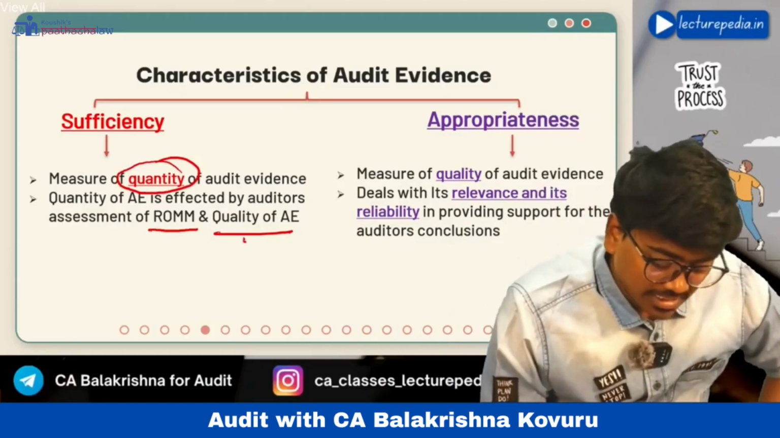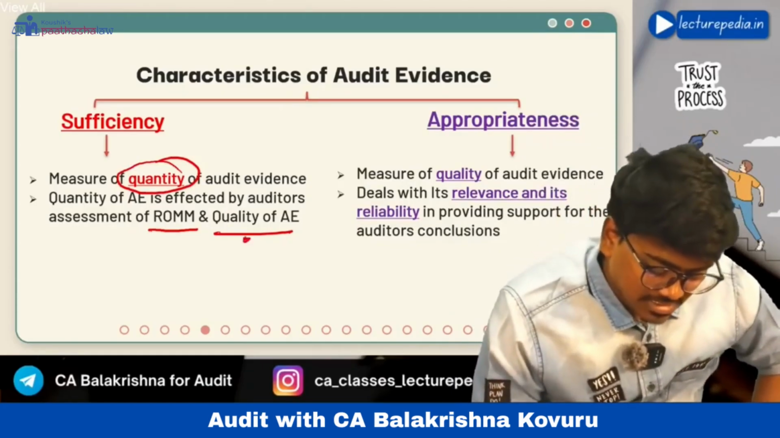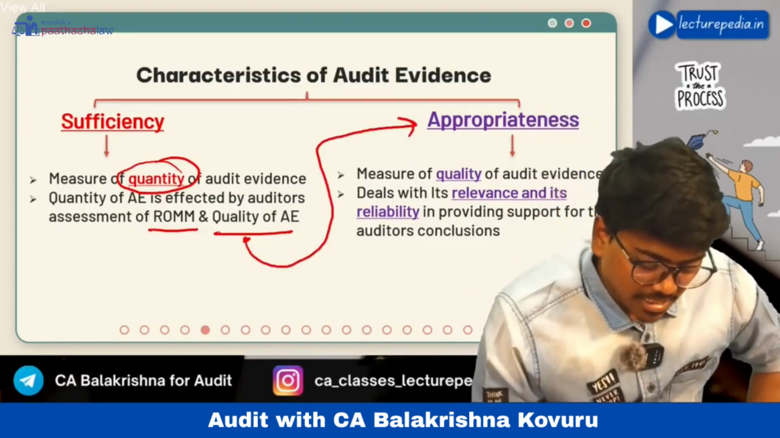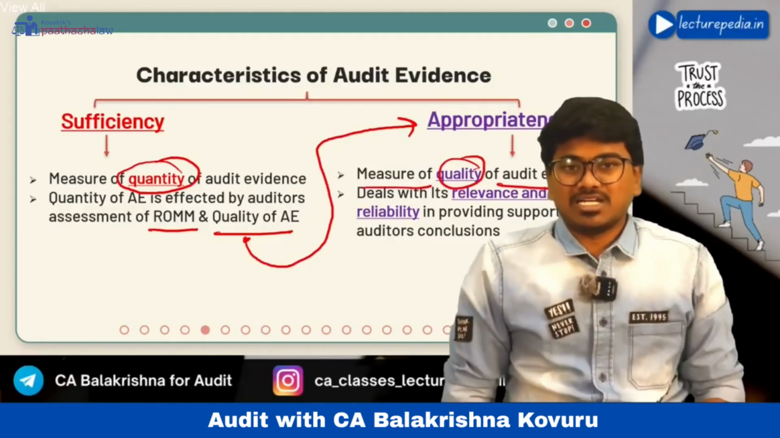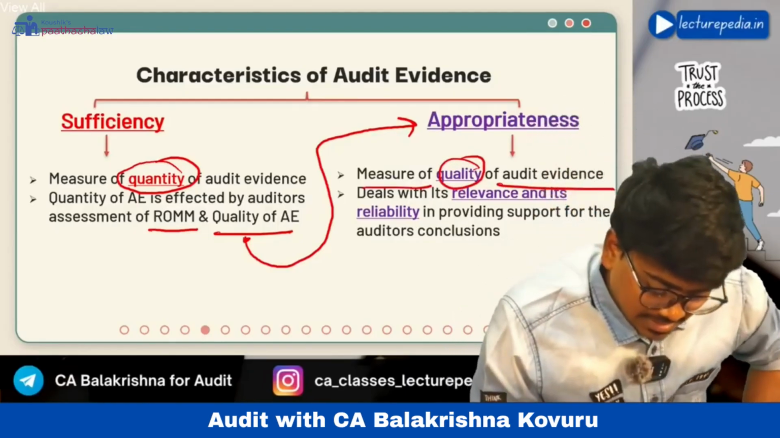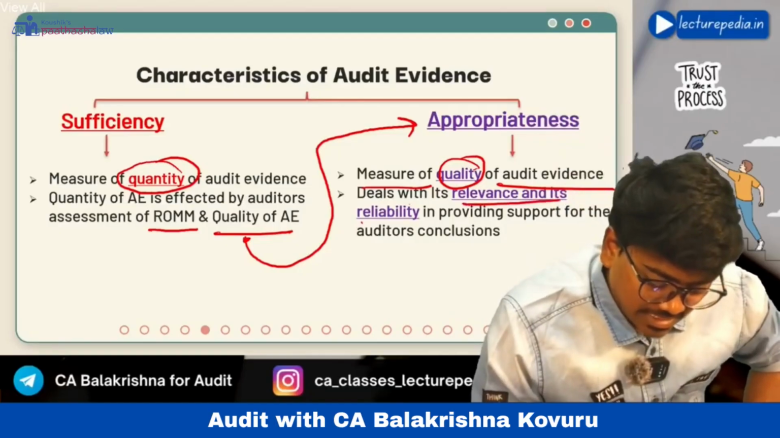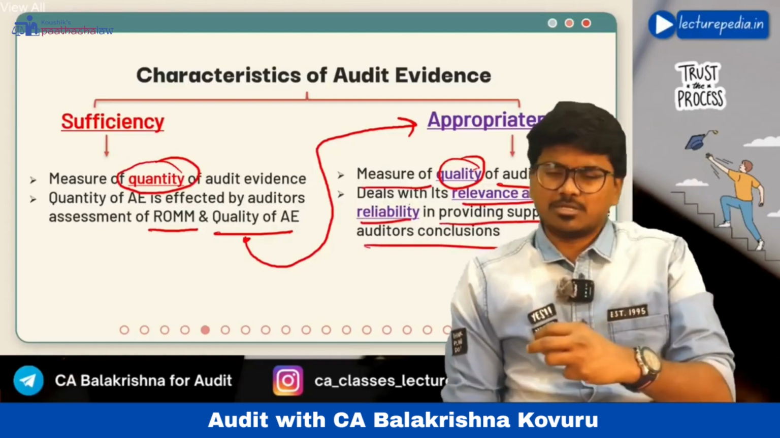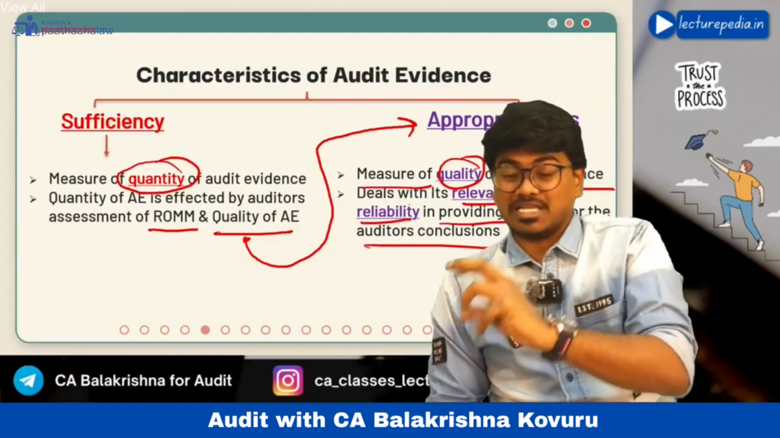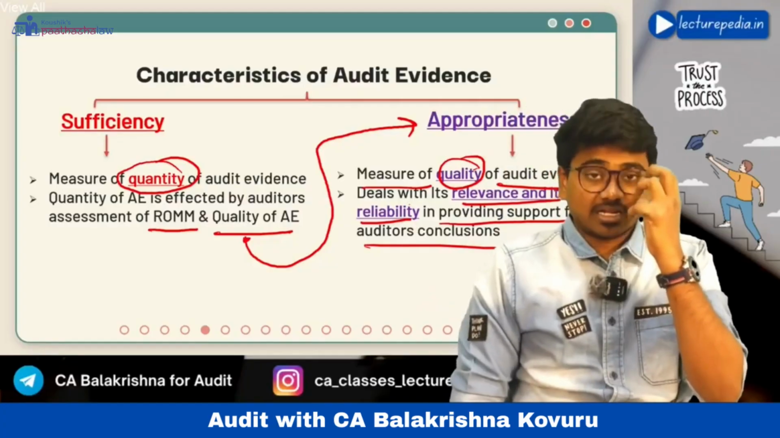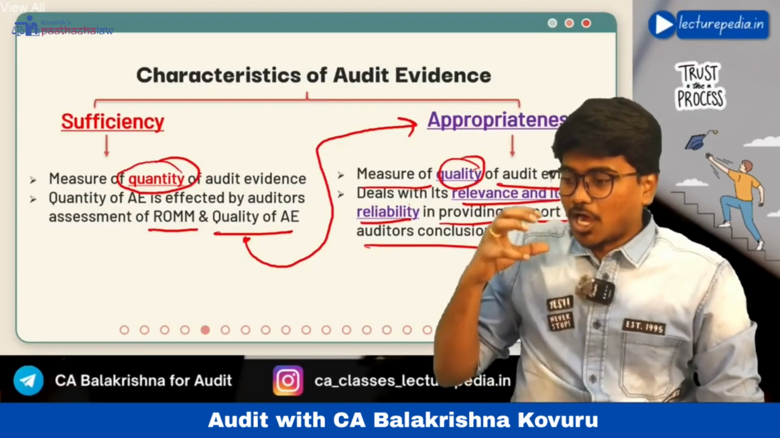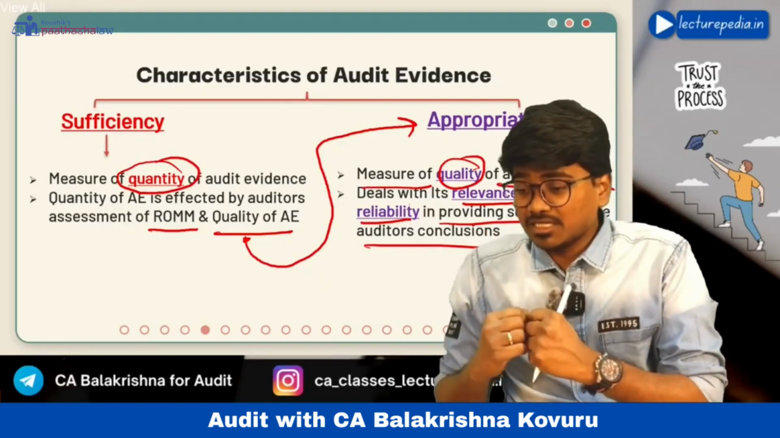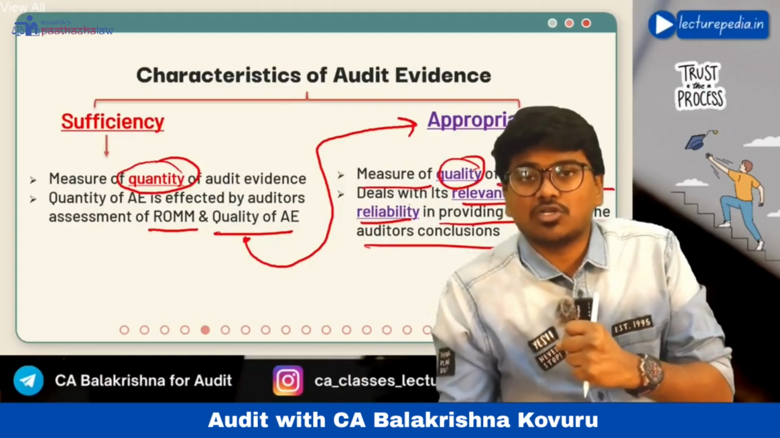Now, the quality of audit evidence is nothing but appropriateness. Appropriateness is a measure of the quality of audit evidence. Appropriateness deals with relevance and reliability in providing support for the auditor's conclusion. Now, what is meant by relevance, what is meant by reliability, we'll discuss. Relevance means the audit evidence that you are obtaining must be relevant for the purpose of the audit.